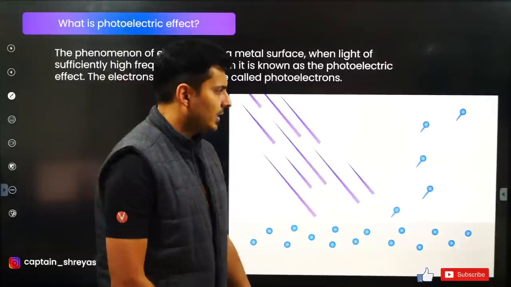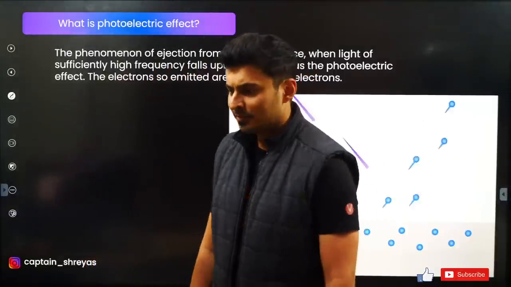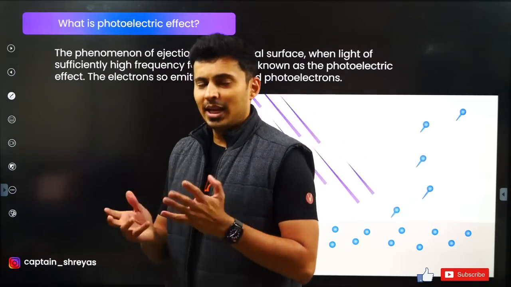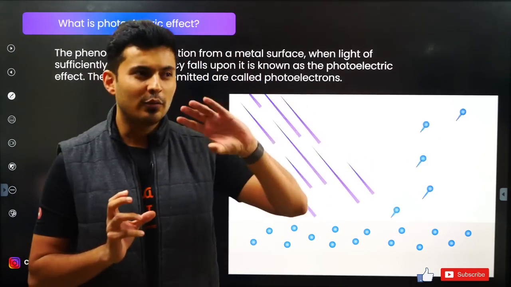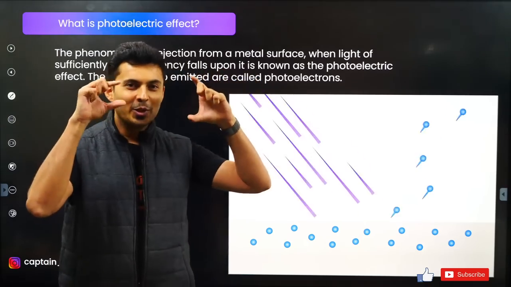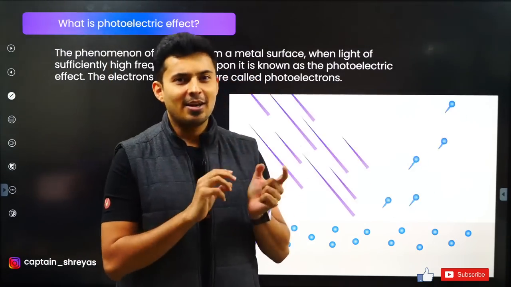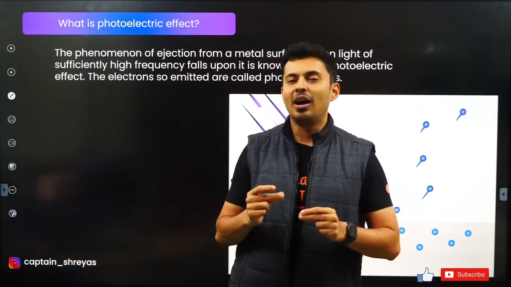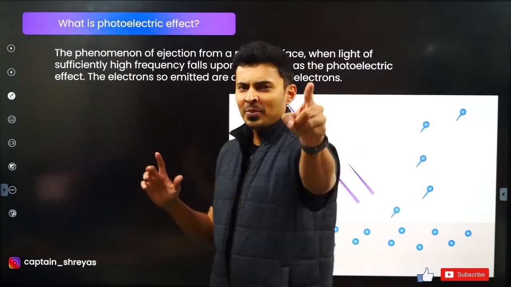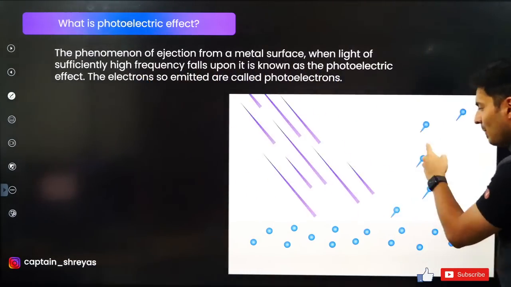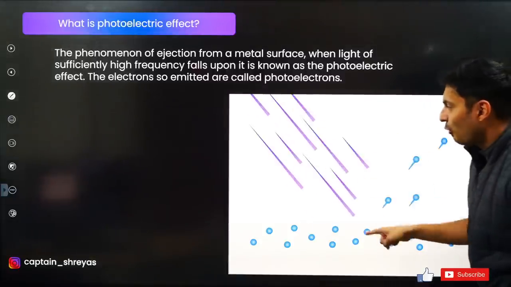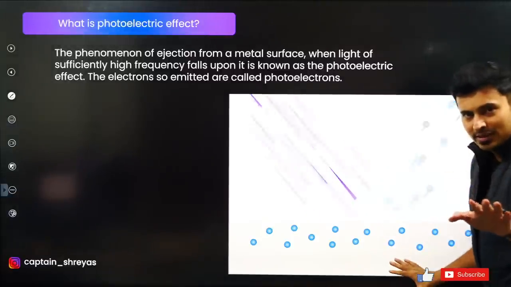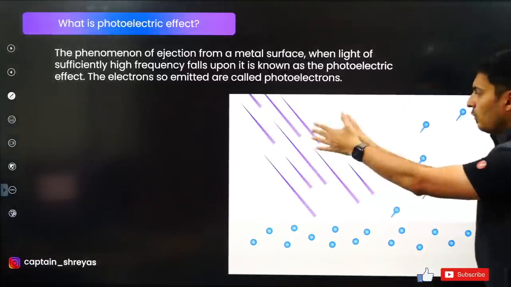Yes. So let's start with the photoelectric effect. Photoelectric: photo means light. You take a photo, light. Electric effect, electrons are coming. Because of light, electrons are coming. So that is the photoelectric effect. Now you can see that thing happening right over here. This is photons, this is light. Light falls on a surface, electrons come out.